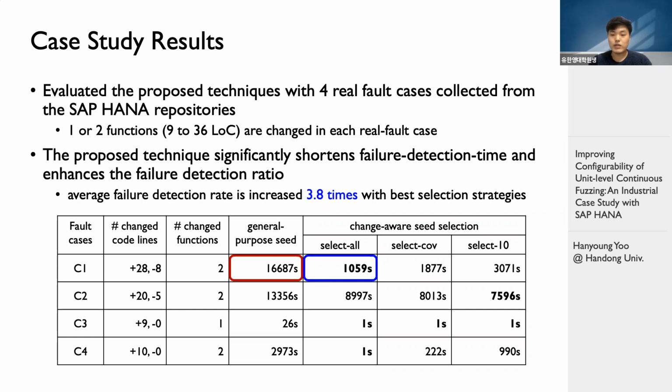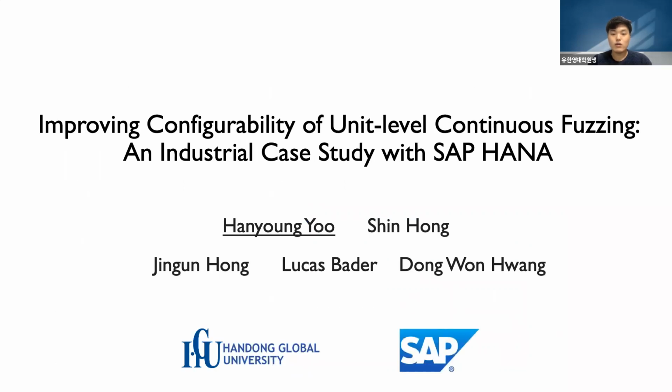Another observation is that the best performing techniques were different for each fault case, which means developers have to make the fuzzing setting tightly fit each target. So far, I explained what our team has done and the change-aware seed selection part. We did not cover the mutation scheduling part, which is important as well. It can be found in our paper.